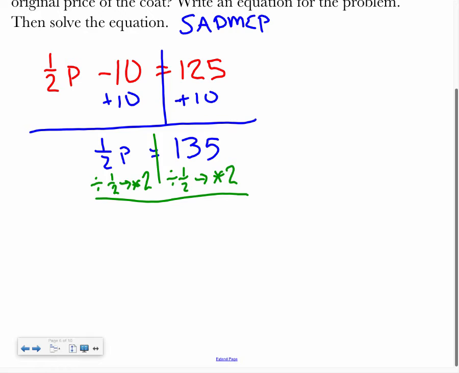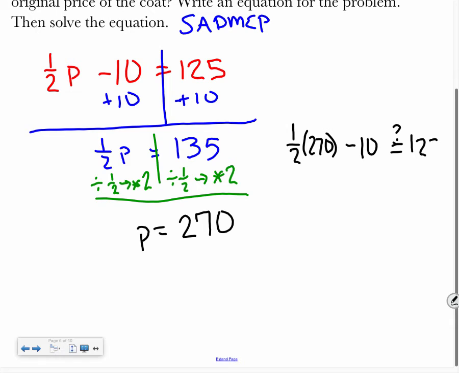So if I do that, now I'm left with p on its own on the left-hand side. And now I have 135 times 2, which is 270. And if I'm unsure if I did that right, we can always plug it back in. So 1/2 of 270 minus 10 should equal 125. 1/2 of 270 is 135. 135 minus 10 is 125.